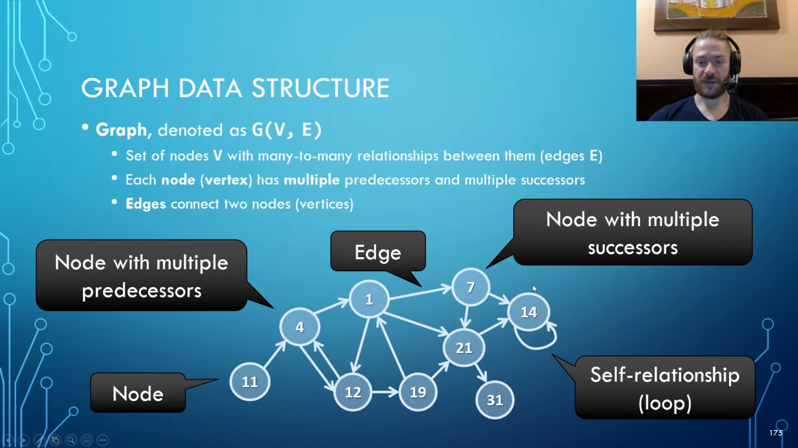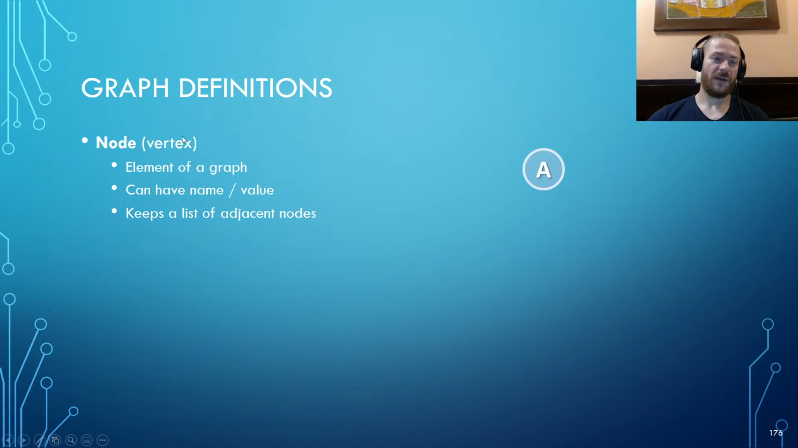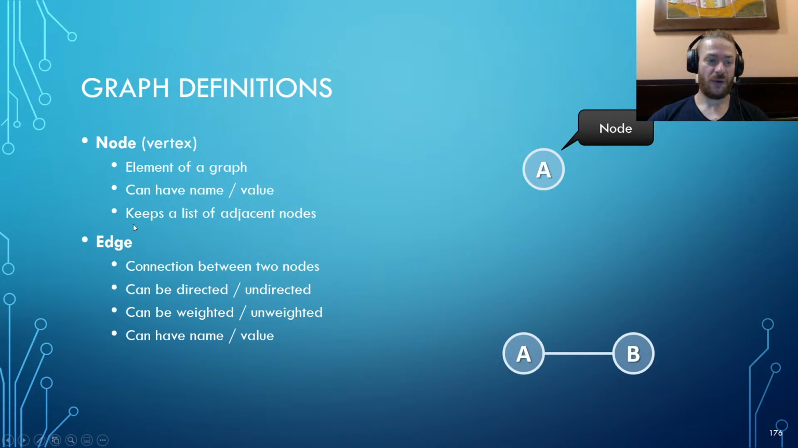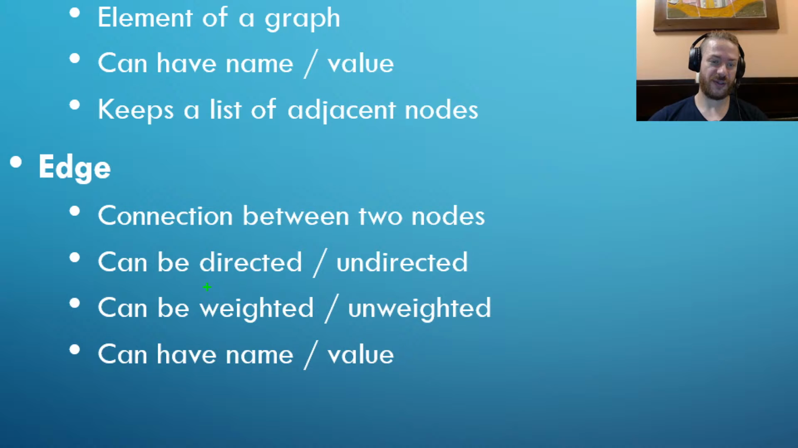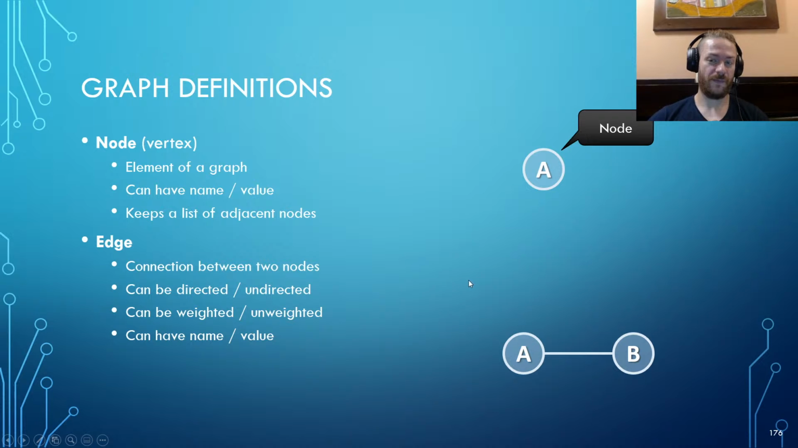There's a self-relationship here. The definitions of a graph: we have a node, which is the element of the graph, may have a name, a value, and it keeps a list of all the nodes to which it's connected. We have an edge, which is a connection between two nodes. This may be directed or undirected. It may be weighted with some value or unweighted without any value. May have a name and value too.